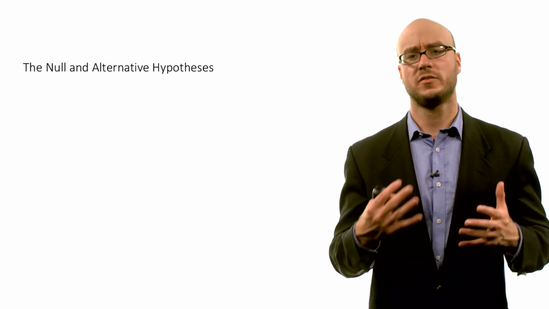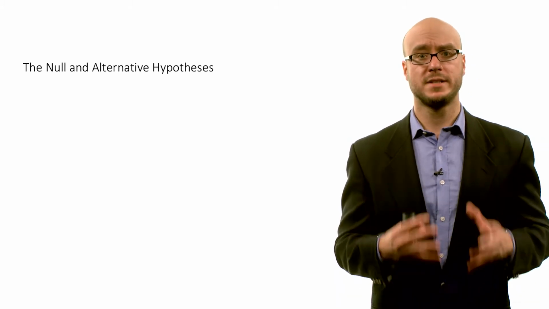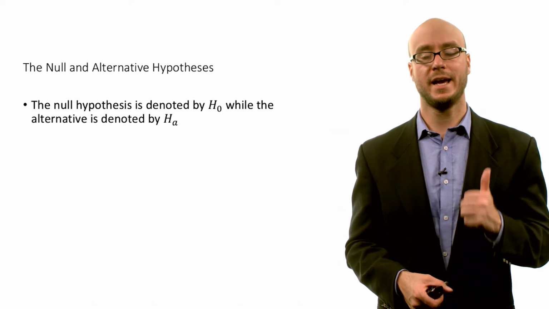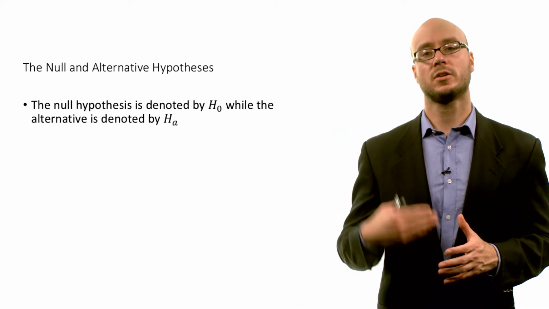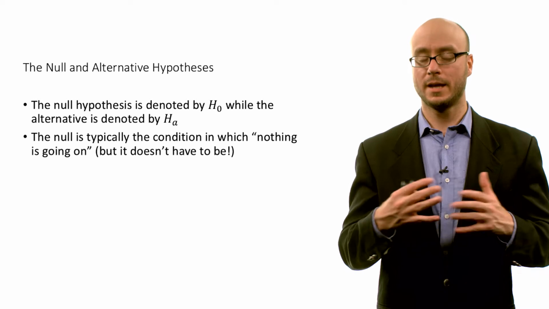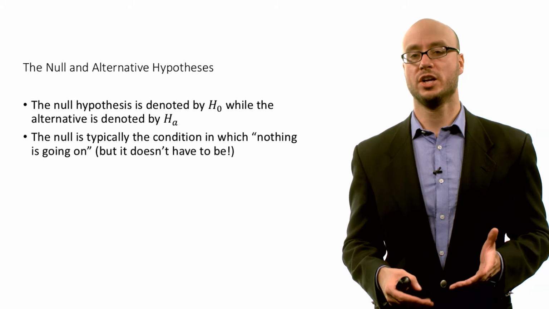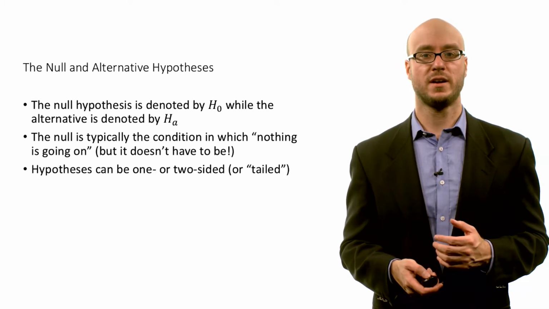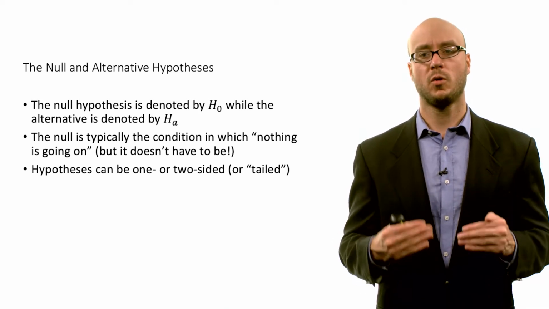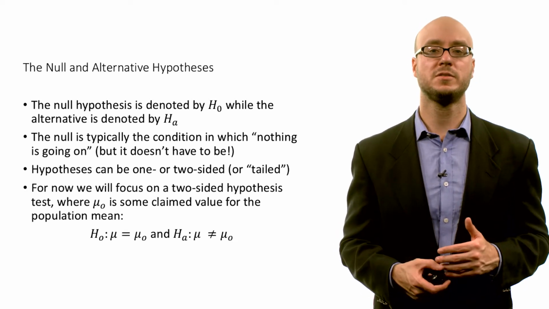The next thing, after these preliminary considerations are done with, we want to set up the null and alternative hypotheses. So the null hypothesis, as I mentioned before, is denoted by H subscript 0, H naught, and the alternative is denoted by H subscript A. Typically the null is nothing, right? Typically the null is that not much is going on, so it's whatever the default state of affairs is. Hypotheses can be one or two-sided, or tailed. For now, we're going to consider what we call a two-sided test. We're going to look at this in more detail, but for now, we're going to think in terms of a two-sided or two-tailed test.